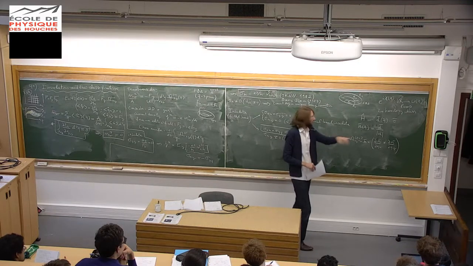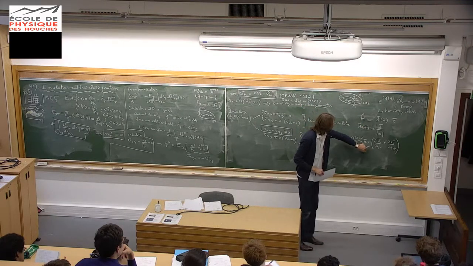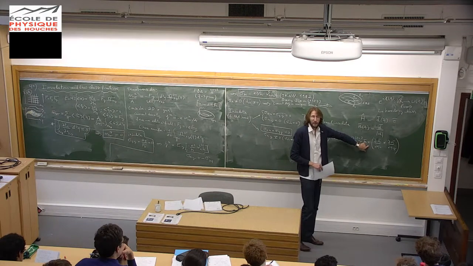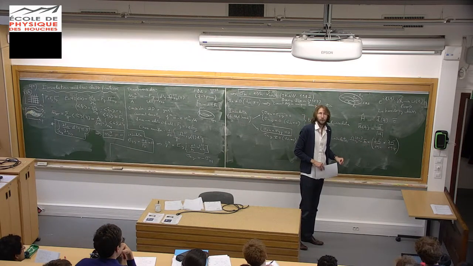And so indeed, you give me this h, I can calculate the Berry curvature simply by calculating this, then I integrate this over the Brillouin zone, and I get the Chern number.